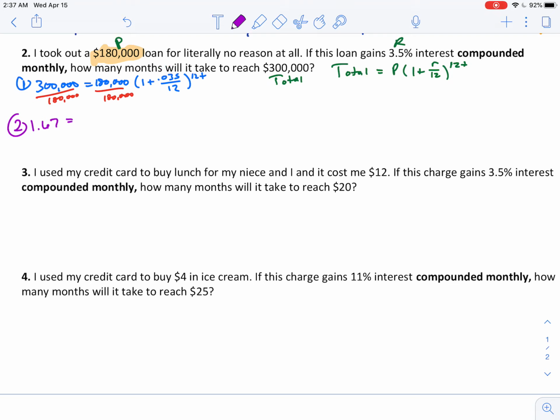So I should do this in purple. 1.67 equals, and I'm going to simplify this part here. 1 point, and then 0.035 divided by 12, 0.0029 to the 12t. So I simplified that fraction, I got a decimal, and then I added it to 1. Let me highlight that in yellow just to show you what I'm talking about. This is the same as this.